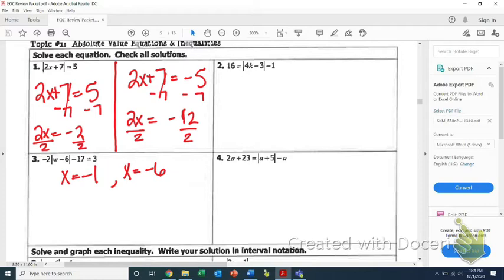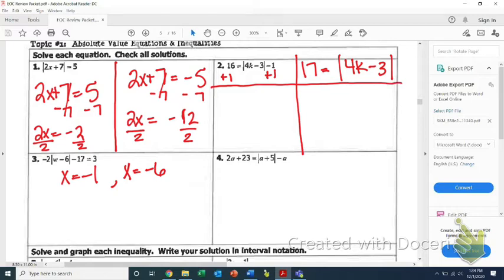For the second one, you'll notice that we have more than just an absolute value on the right side of our equation. In order to get rid of that, because we just want the absolute value there, we have got to add 1 to both sides. Once we add 1 to both sides, we have 17 equals the absolute value of 4k minus 3. Now just like before, we get two equations. So we're going to have 17 equals 4k minus 3, and negative 17 equals 4k minus 3.